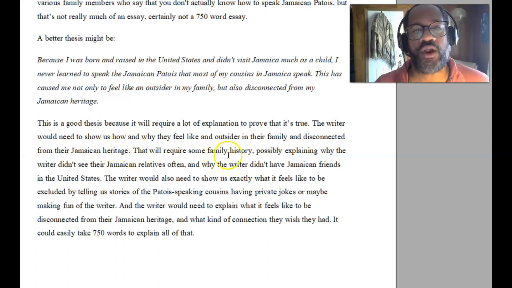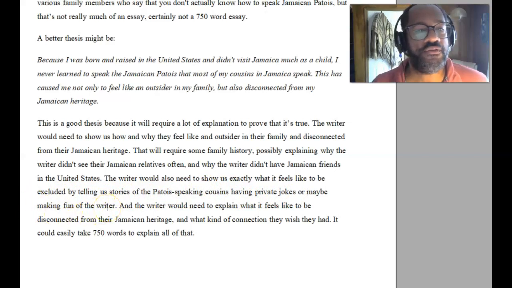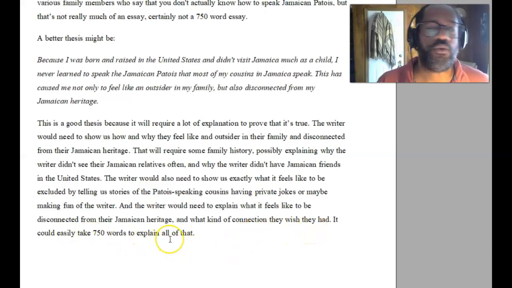So I say this will require some family history, possibly explaining why the writer didn't see their Jamaican relatives often and why the writer didn't have Jamaican friends in the United States. The writer would also need to show us exactly what it feels like to be excluded by telling us stories of the patois-speaking cousins having private jokes or maybe making fun of the writer, feeling excluded from those cousins. And the writer would need to explain what it feels like to be disconnected from their Jamaican heritage and what kind of connection they wish they had. It could easily take 750 words to explain that.